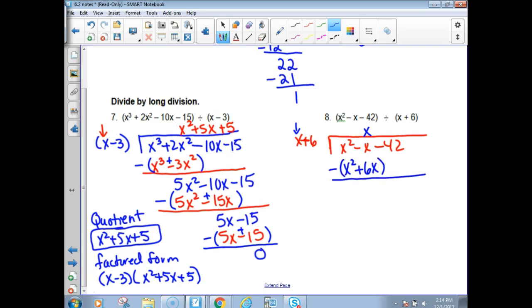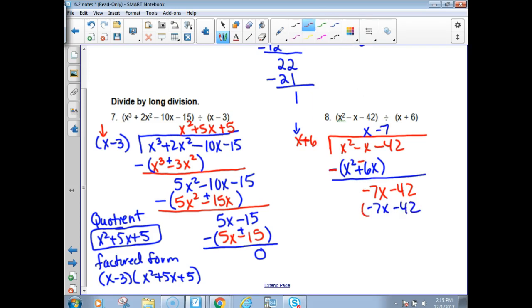We're going to be subtracting that, though, so that means we're going to be subtracting both of them. So I have x squared minus x squared, of course, 0. Negative x minus 6x would be negative 7x. And then bring down the minus 42. Okay, we then start over. x goes into negative 7x minus 7 times. And negative 7 times x, negative 7x, negative 7 times 6, minus 42.